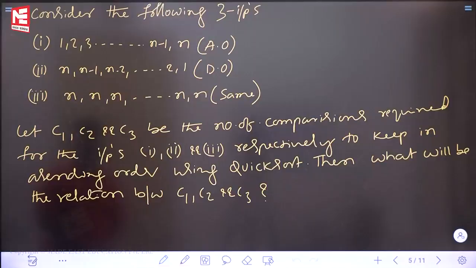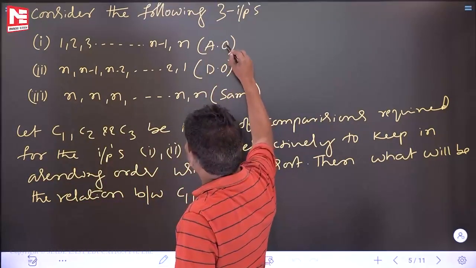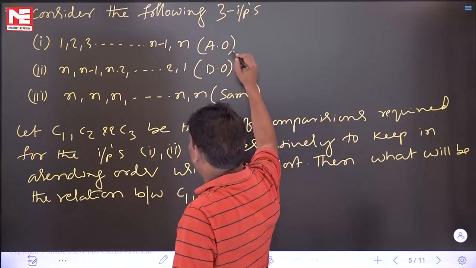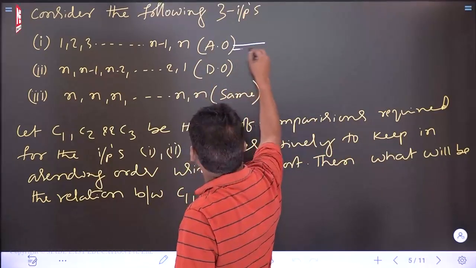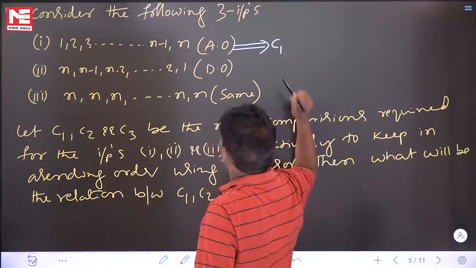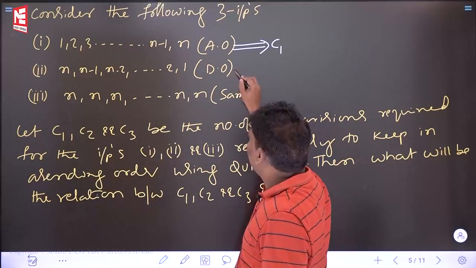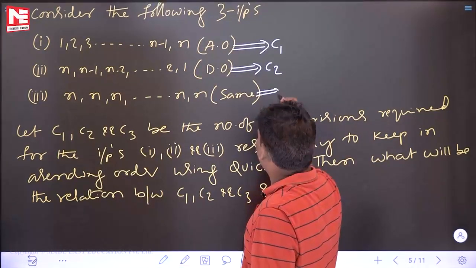Next, see the next line. Let C1, C2 and C3 be the number of comparisons required for the inputs 1, 2, 3 respectively to keep them in ascending order using quicksort. What is the meaning of C1, C2, C3? To keep the first input in ascending order using quicksort, the number of comparisons, not time complexity, is C1. To keep the second input, which is in descending order, into ascending order using quicksort, the number of comparisons is C2, and for the third it is C3, right?